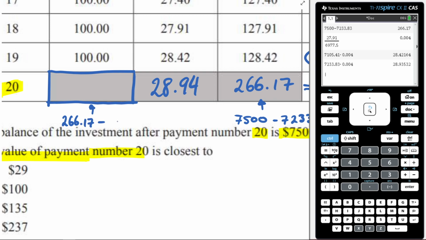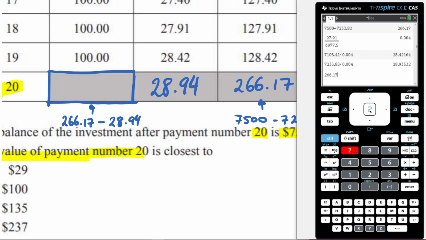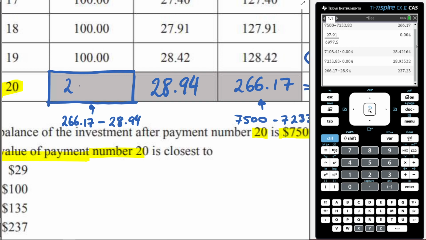266.17 and subtract it away from 28.94. And when I do that, 266.17 minus 28.94, I'm going to end up with 237.23. So that's how much I'm making as a payment into this investment.